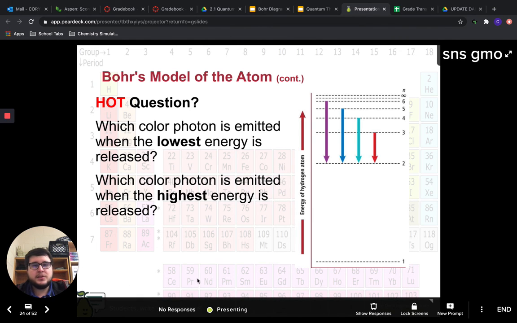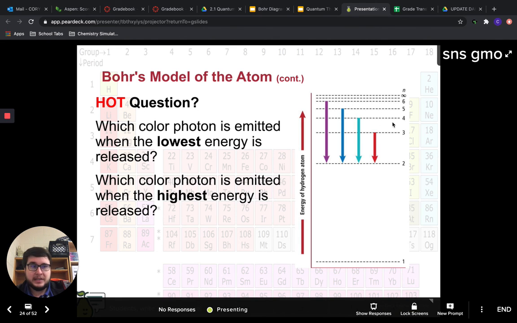I want to ask you this question. Look at this chart up here at the right. Which color photon is emitted when the lowest amount of energy is released? Each of these arrows represents a certain amount of energy that's released. So which color is the lowest, and which color is the highest? Pause, take a second to answer that, and come back.